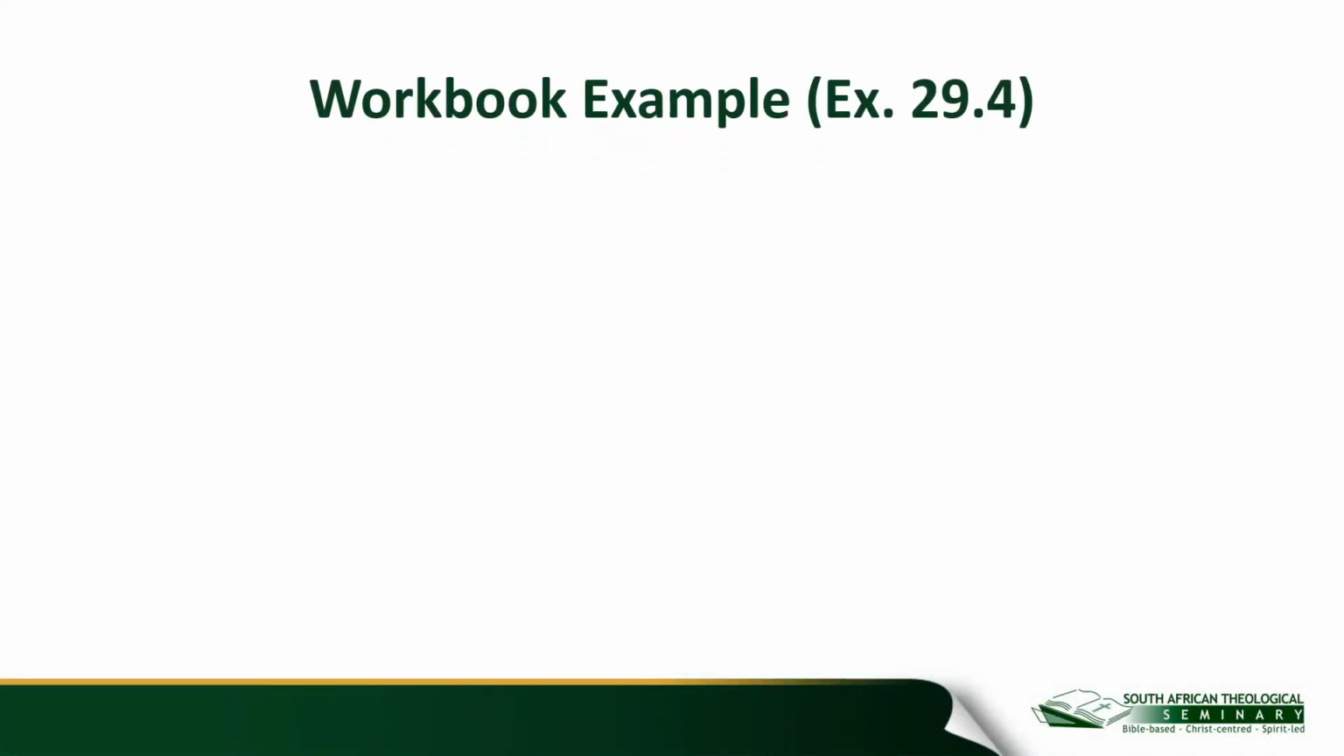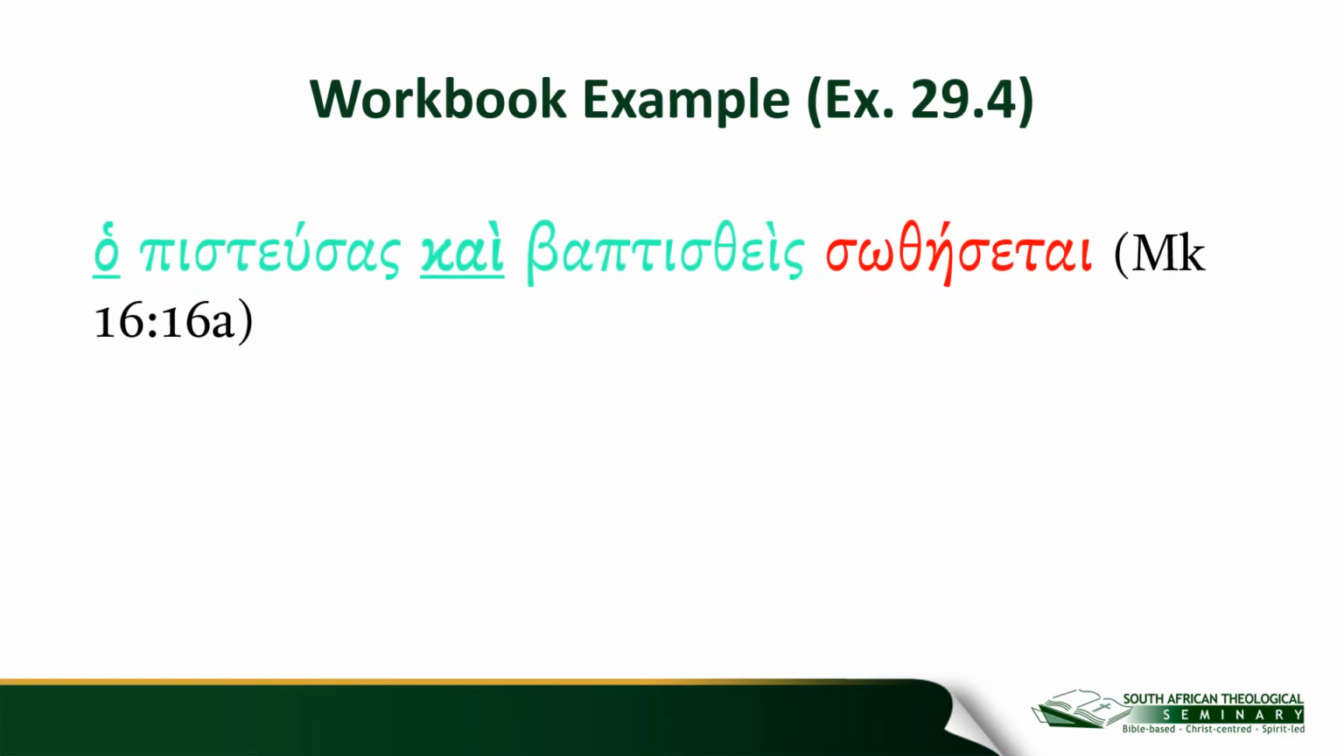For further clarification, I want us to now consider an example out of the workbook. It is a text that comes out of the book of Mark. What I want you to notice is the construction that we have here. We have an article, substantive, kai, substantive, which, as you have learned, is known as a TSKS construction.